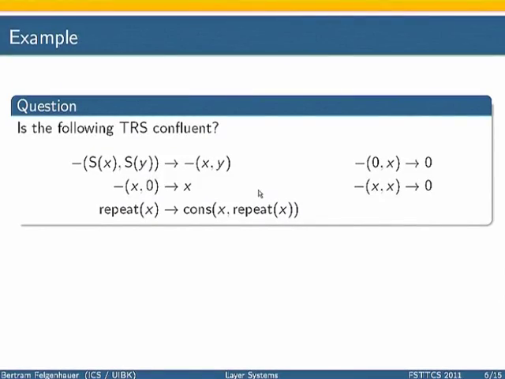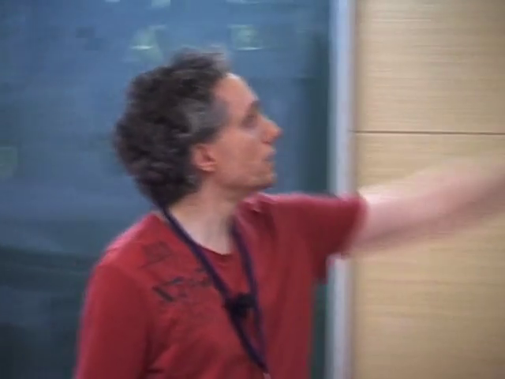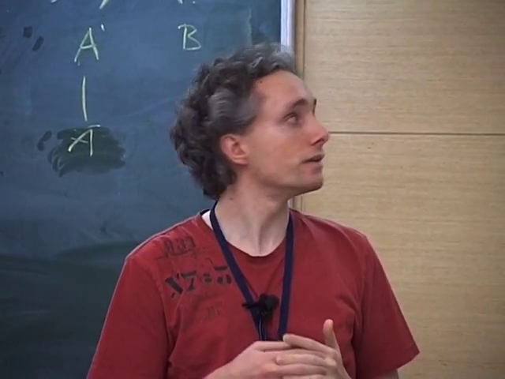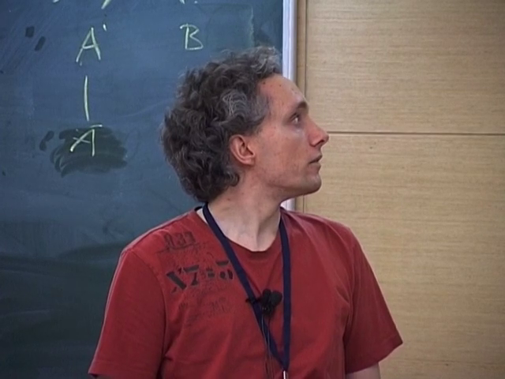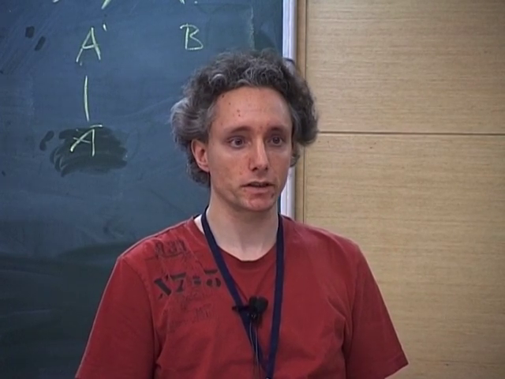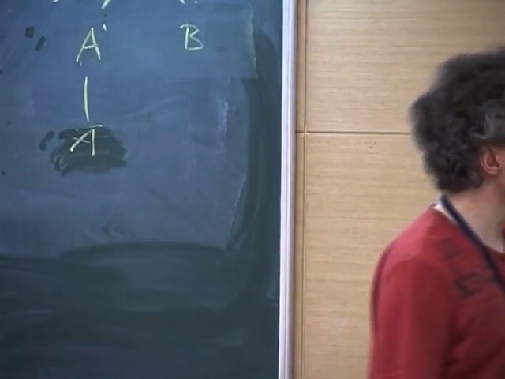And the problem with this TRS is, well, the classical conditions do not apply. The TRS is not terminating, so we cannot use Knuth-Bendix. And the TRS is not left linear. That is, there is a left-hand side on the right-hand side of the slide where a variable occurs more than once. Therefore, we cannot use these criteria to conclude confluence. And as it turns out, a lot of more advanced criteria also don't work.